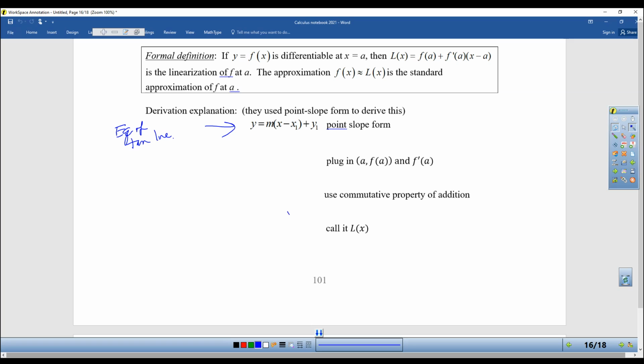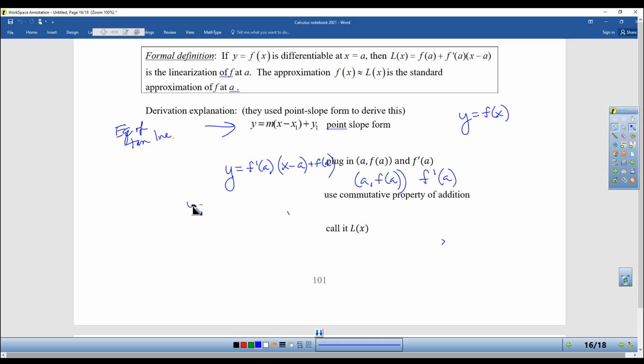So think about it. If I have a function y is equal to f of x, then the point a, comma f of a is definitely on that curve, whatever it is. And the slope of the tangent line would be f prime at whatever the a value is. So they just took this equation and plugged it in. So now they made it y is equal to f prime of a times x minus a plus f of a.